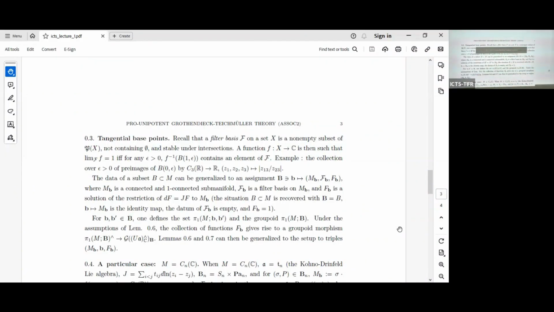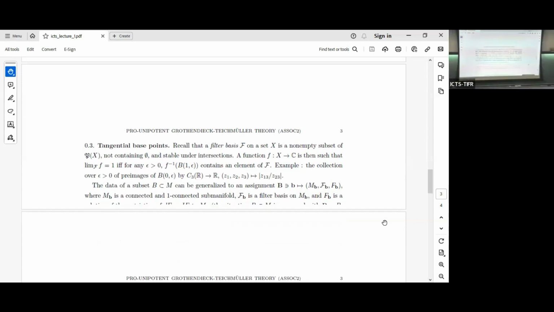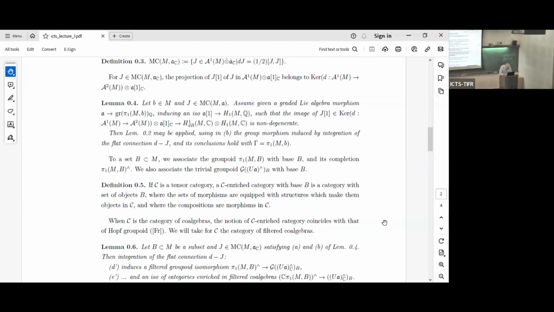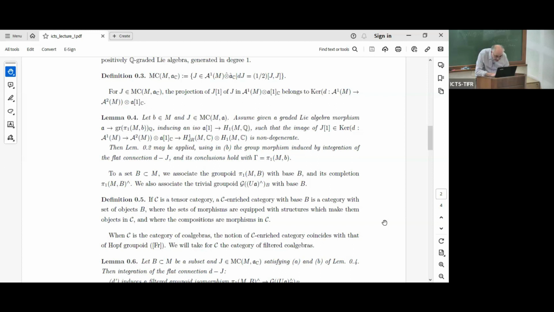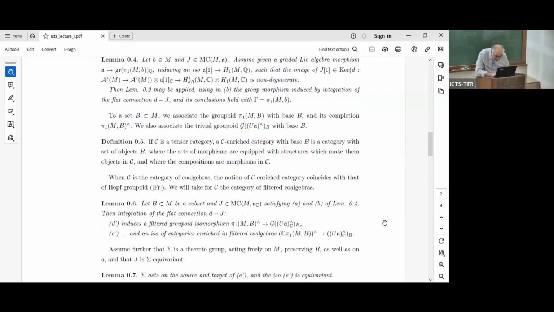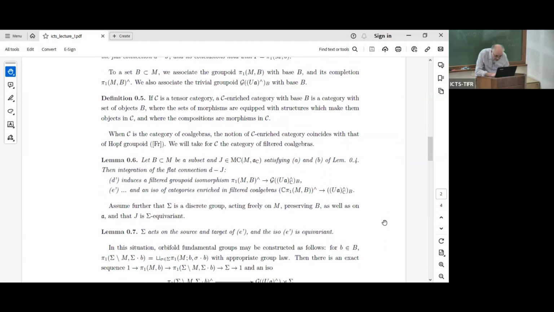In fact, you can also do this. And so you can do this also in a situation where we have not just a base point, but a whole bunch of base points, and so you don't have a fundamental group, but a fundamental groupoid. So here, in this lemma 06, you see the analog of this. When you have a subset in M, you do the same with a groupoid isomorphism. So just a stupid generalization. And also you have variants where you have group actions. You can assume that you have an additional group action. So all this will be useful.